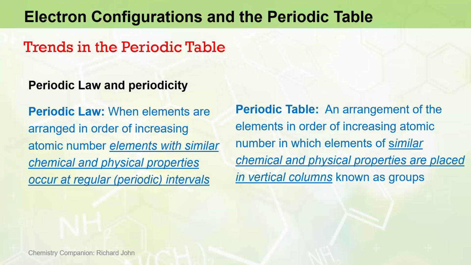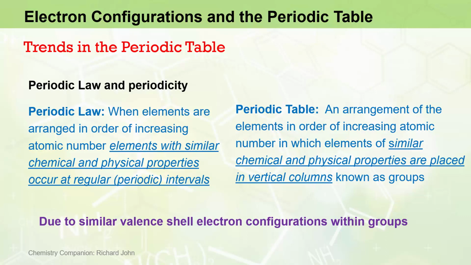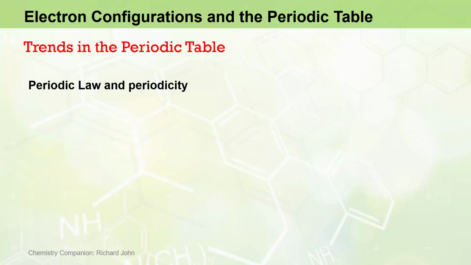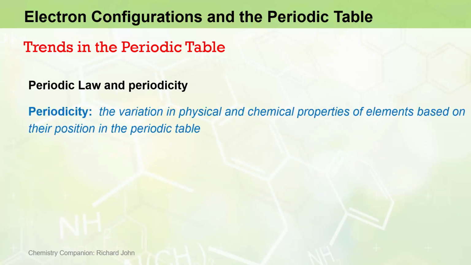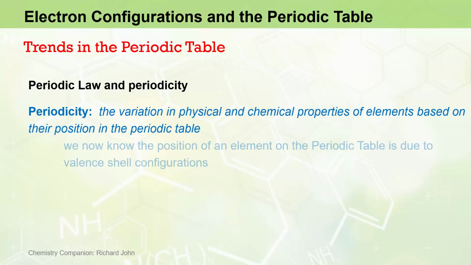And we now know that the reason for these similar physical and chemical properties is due to similar valence shell electron configurations within each of these groups. Here we now introduce the idea of periodicity, which can be described as the variation in physical and chemical properties of elements based on their position in the periodic table. And again, we now know the position of an element in the periodic table is due to its outer shell or valence shell electron configuration.